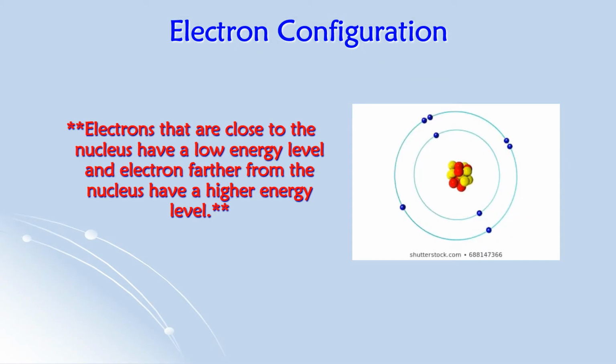So remember that the electrons found in the lower energy levels, which means the energy levels closer to the nucleus, are going to have less energy. And the electrons in higher energy levels, which means farther away from the nucleus, are going to have very high energy.